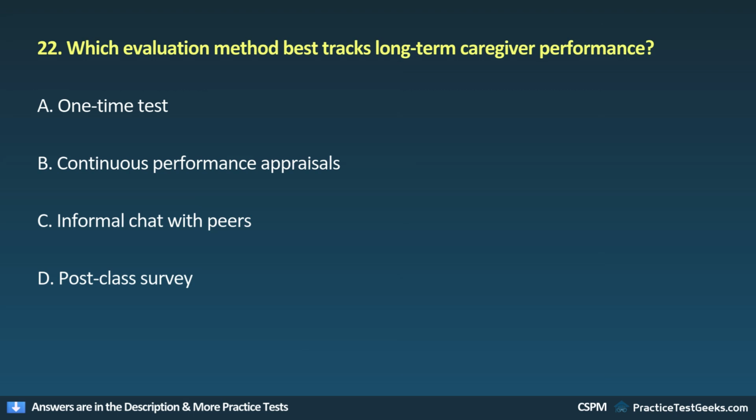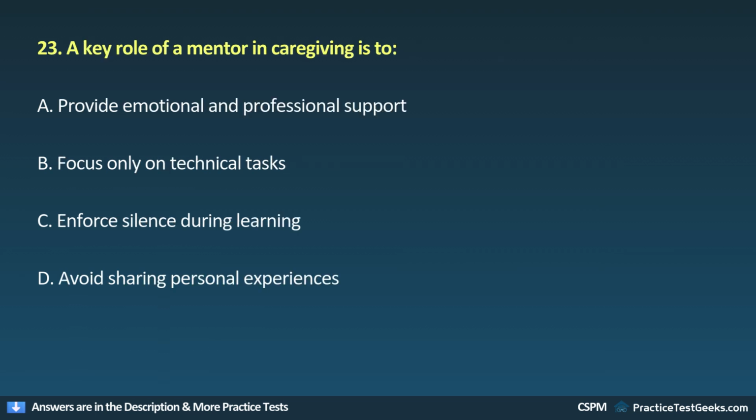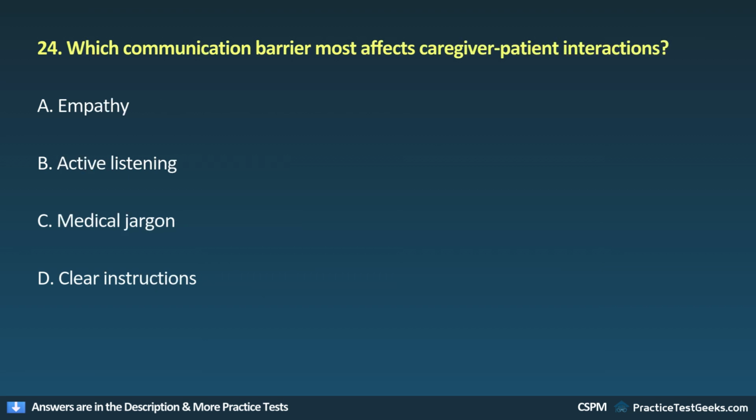A. One-time test. B. Continuous performance appraisals. C. Informal chat with peers. D. Post-class survey. 23. A key role of a mentor in caregiving is to A. Provide emotional and professional support. B. Focus only on technical tasks. C. Enforce silence during learning. D. Avoid sharing personal experiences.